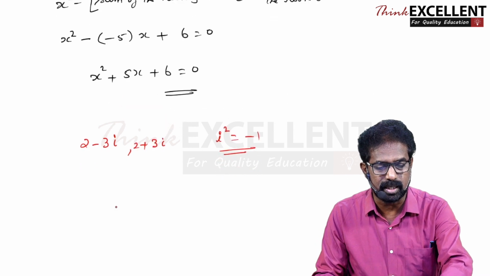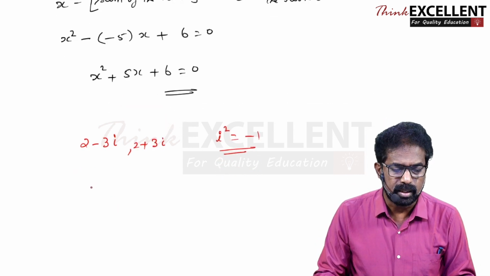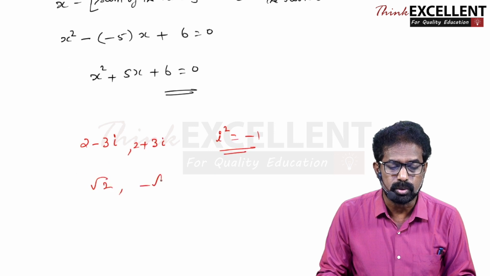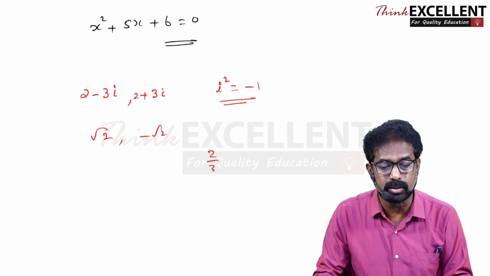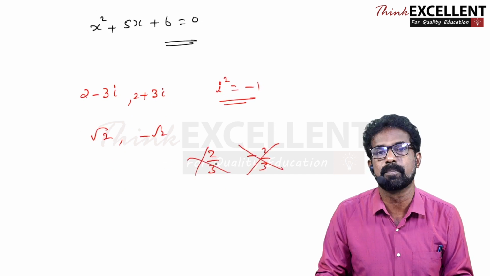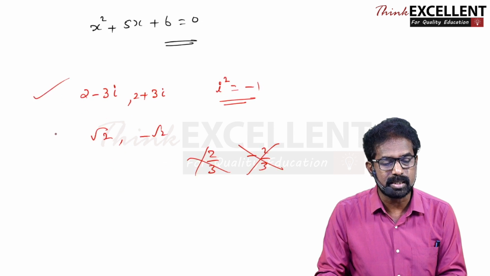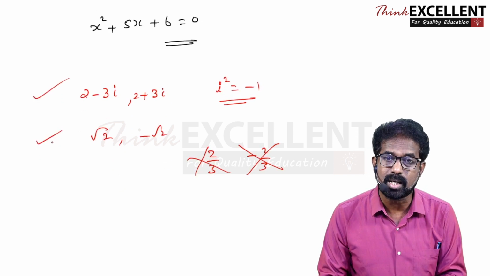In higher classes you'll study. Then irrational roots also occur in pair. If root 2 is a root, then minus root 2 is also a root. But it is not true in real numbers. Suppose 2 by 3 is a root, you can't say minus 2 by 3 is a root. No, need not be. Okay, so these two cases, complex roots always occur in pair, irrational roots also always occur in pair.